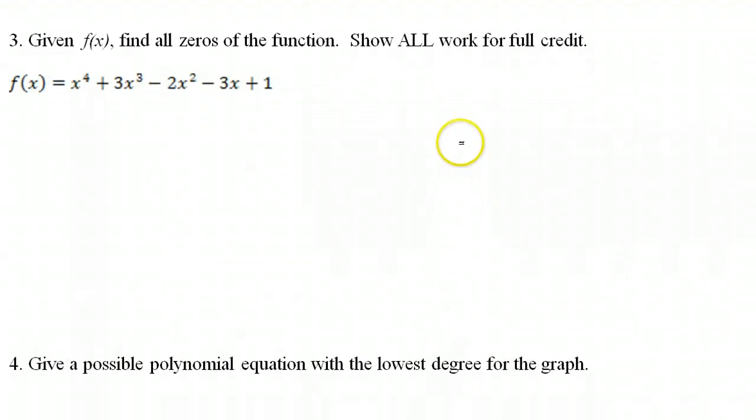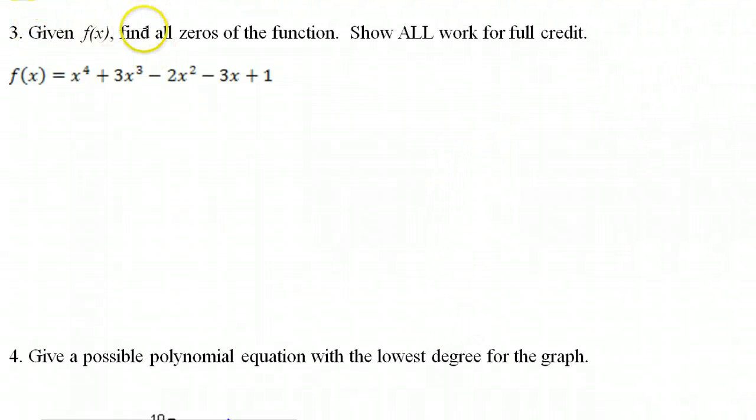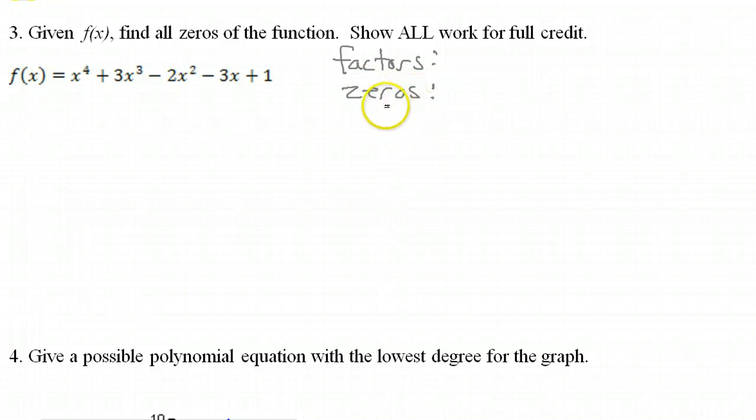Alright, number 3. Find f of x. No, strike that. Given f of x, find all of the zeros, show all work. So, okay, same directions as last time. But just like last time, I am going to find the factors and the zeros, just like we've been doing in class. Though technically, I only asked you for the zeros. Am I an overachiever? I'll let you be the judge.